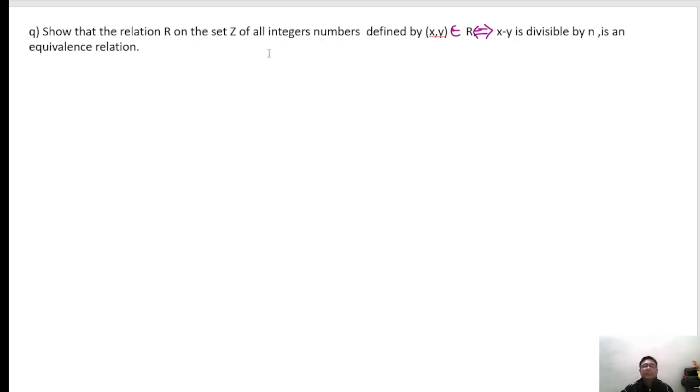Show that the relation on the set of all integers, x minus y is divisible by n, is an equivalence relation or not? Okay, so let me see. Actually, x and y we have to choose from the integer set. First, reflexive.